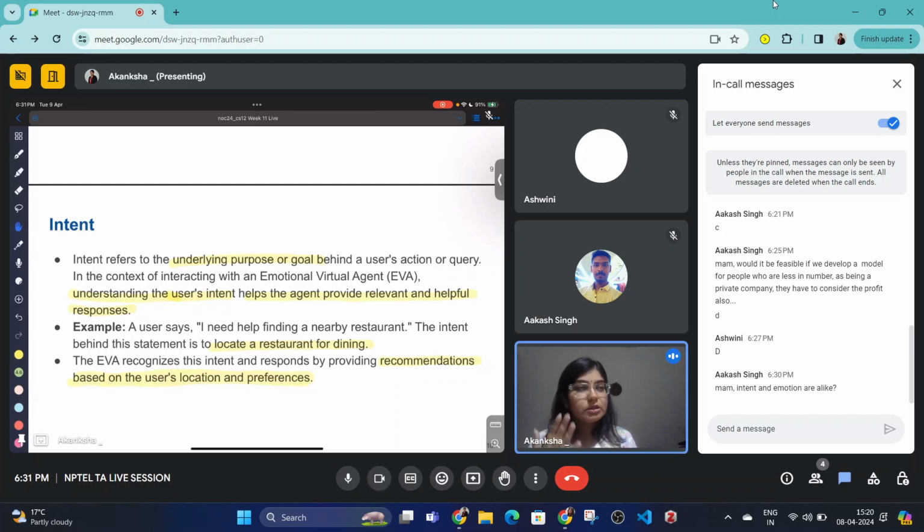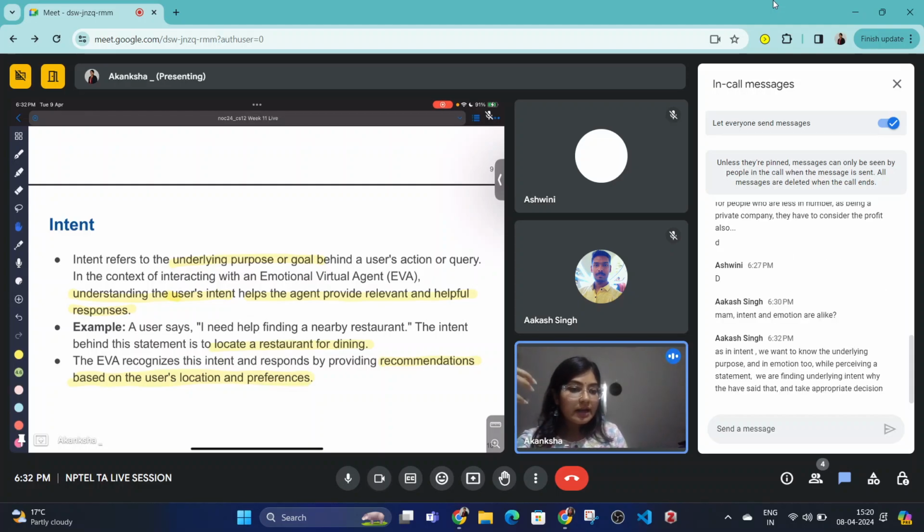It's more like the actual meaning of why a person would say that. What will be the motive behind that? Because a person is looking for a restaurant, then definitely they would be wanting to go for dinner, right? So suppose I tell the agent, oh, I like Chinese food a lot. Suppose I have told them my food preferences. Then if I say, hey Alexa, I need help finding a nearby restaurant, if Alexa is emotionally intelligent, if it is empathetic, if it understands the intent, then it can find only Chinese restaurants, because I have already conveyed that I like Chinese more. So as an intent, we want to know the underlying purpose.